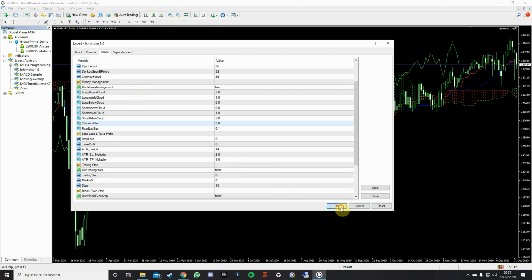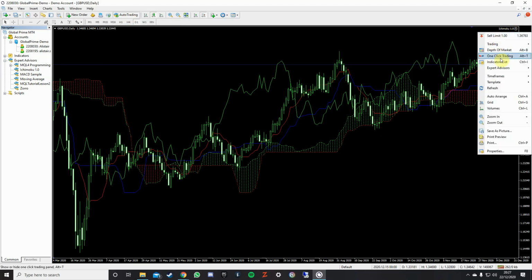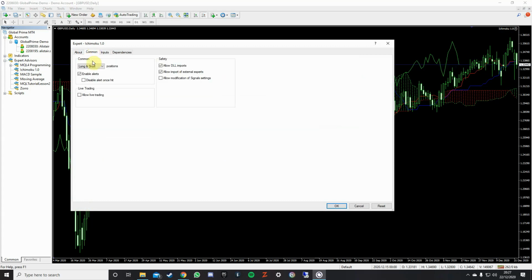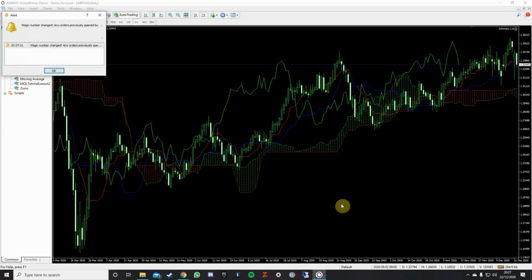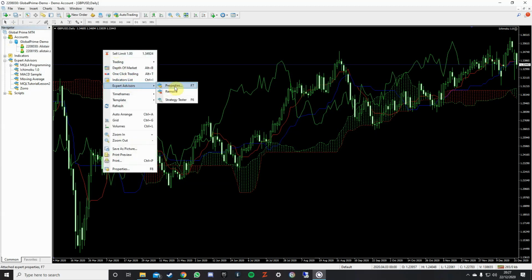Okay, so you click OK, and that's going to put it on your chart, and you can see I've got an unhappy face here, and that's because I've got auto trading turned off. I'm going to turn that on, and then I also need to go onto the Expert Advisor, properties, and you need to go on here, allow live trading as well, is another reason why that won't work. So if you click on that, you can see an alert saying my magic number has changed, but that's just because I've started, and a smiley face, which means my Expert Advisor is running.